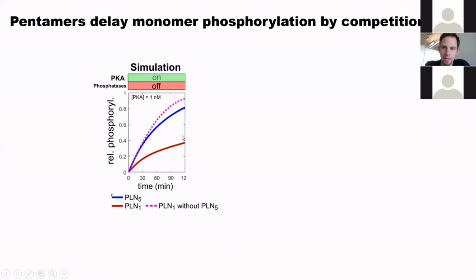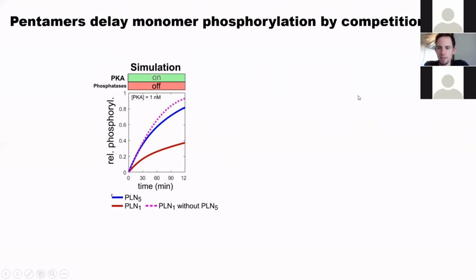Interestingly, if I repeat the same simulation without any pentamers, you can see that the rate of monomer phosphorylation is much faster. And this is because in the model, the pentamers and the monomers compete with each other for phosphorylation by pKa. So you have a substrate competition situation.